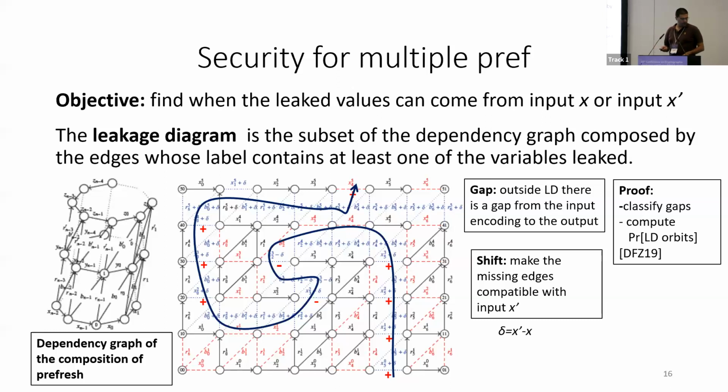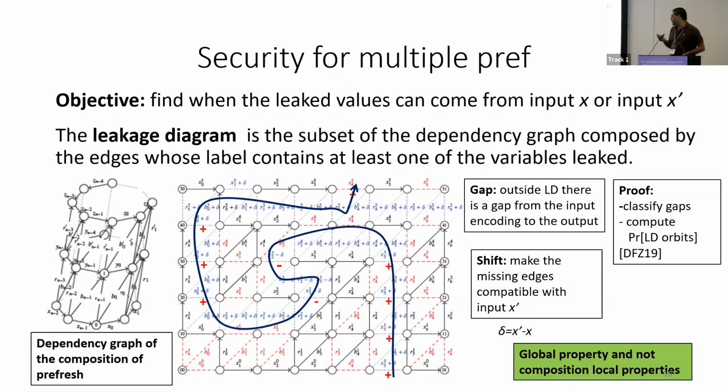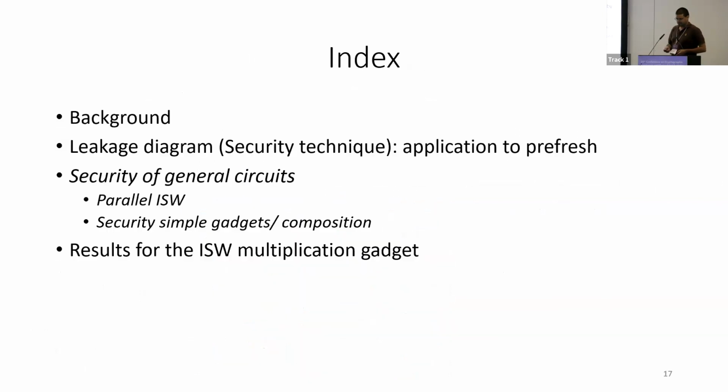Again, for the proof, we need to classify all possible gaps and compute the probability that the leakage diagram orbits. And note that we are giving a global property for the leakage and we are not composing local properties, which in our case gives better security.